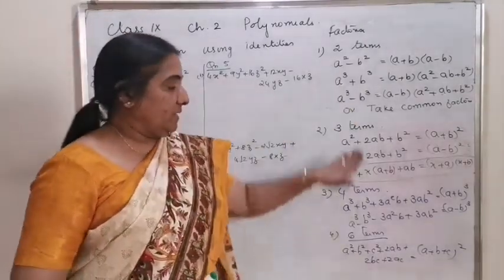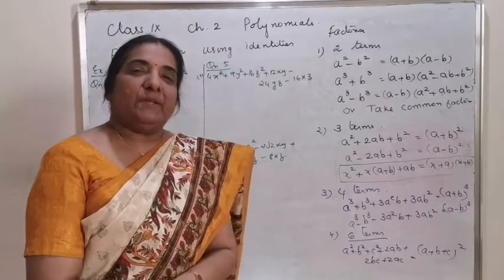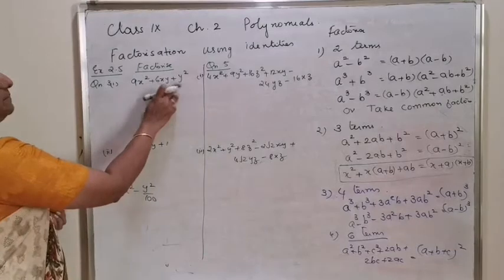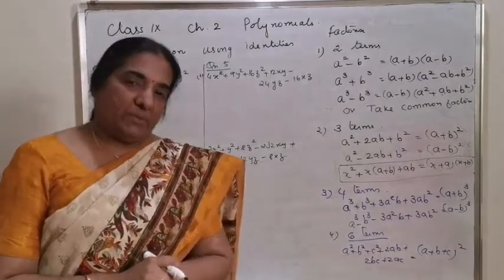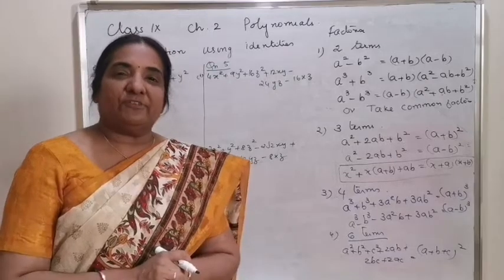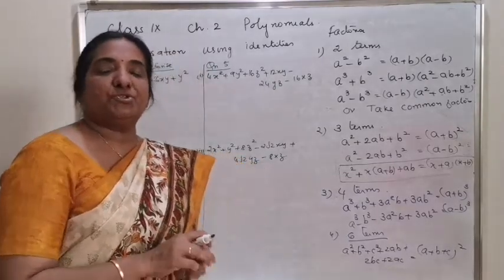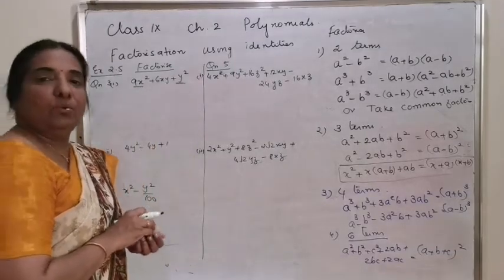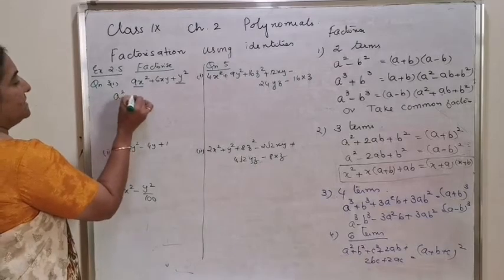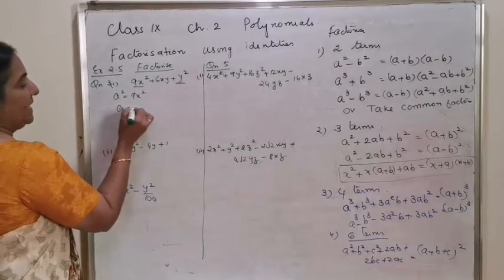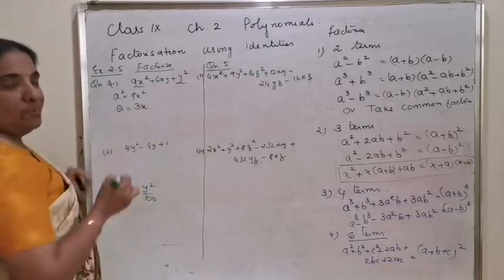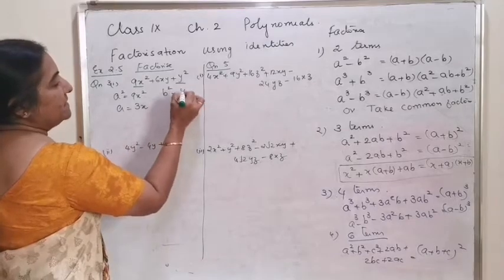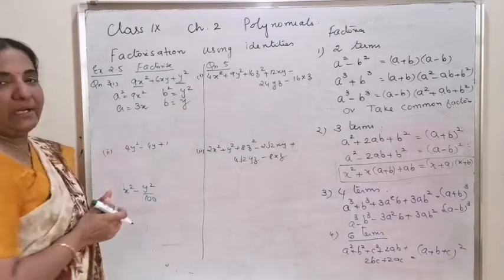I hope you copied this in your notebook. It will be easy for you to remember always. When there are three terms of the identity, we can check whether it is of the form a plus b whole square. For that, we need to underline the two square terms. The two square terms are 9x square and y square. A square is equal to 9x square, or a can be written as 3x. Actually, we are taking the square root of 9x square. B square is equal to y square, or b will take the value y.